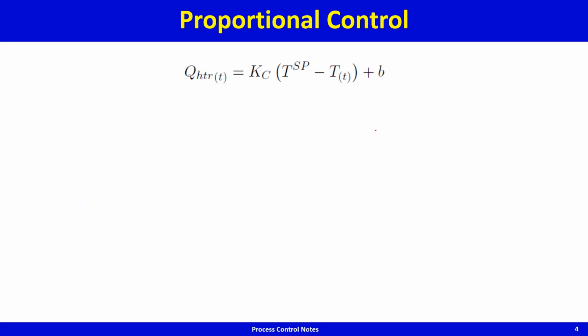So here is the proportional control law, and in English what we are saying is, let QHTR be proportional to the deviation away from set point.